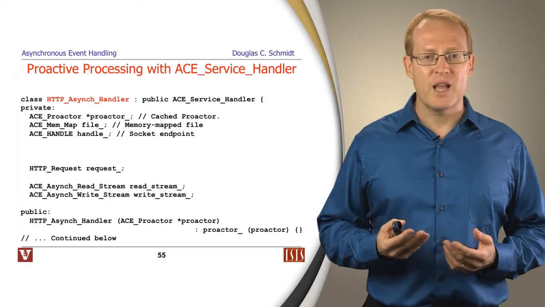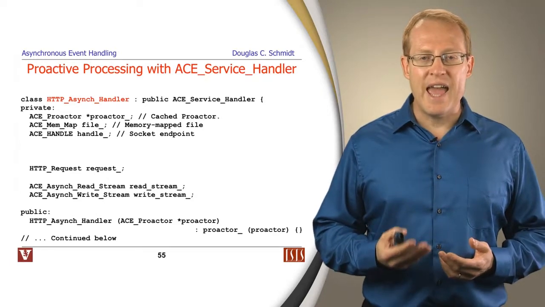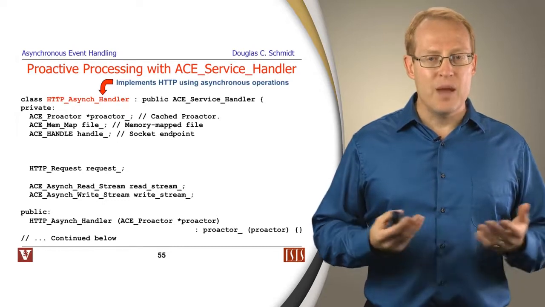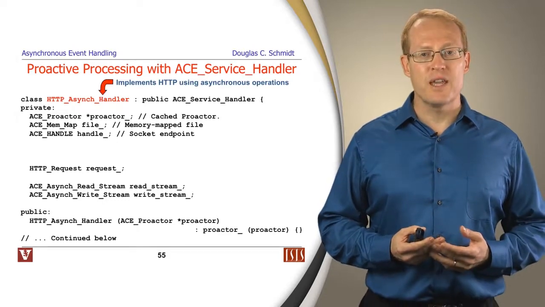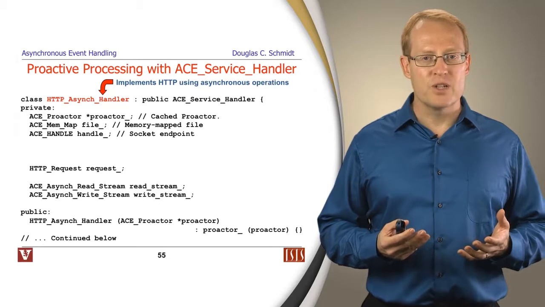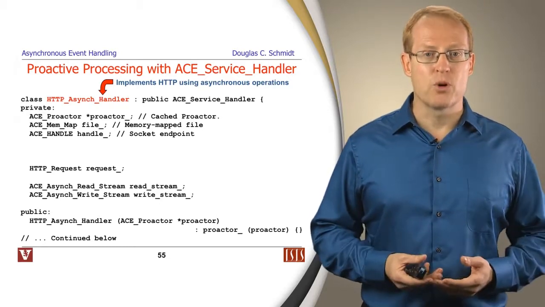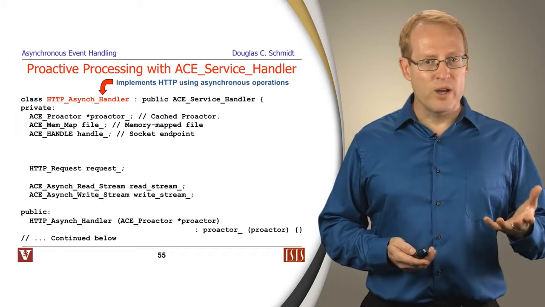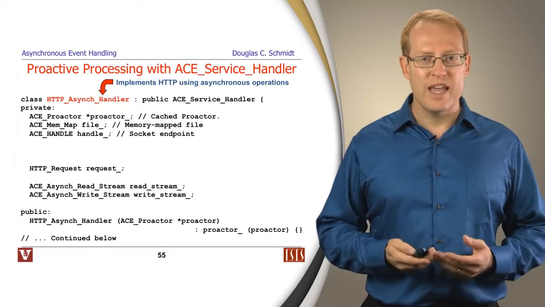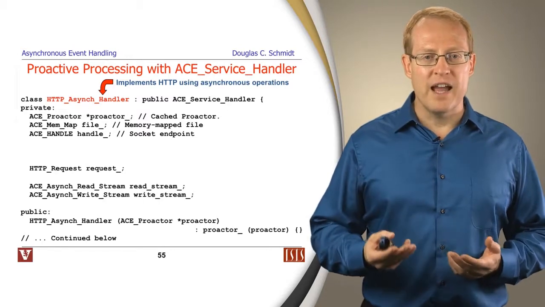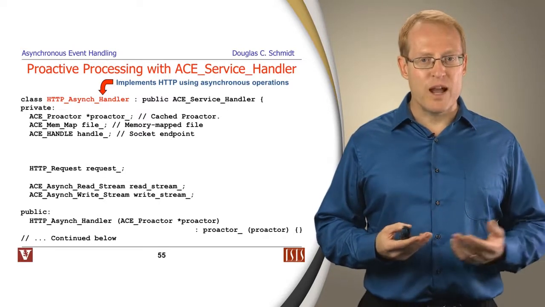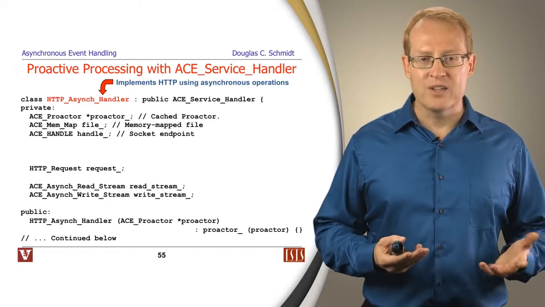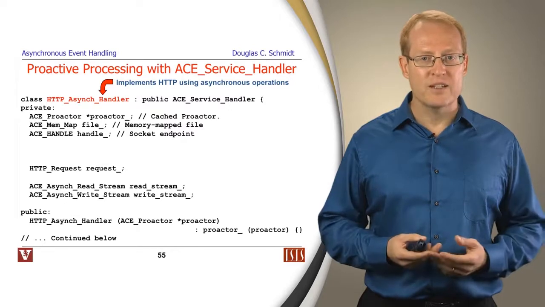We're going to implement a class called the HTTP Async Handler, which inherits from ACE Service Handler. What this allows it to do is implement various asynchronous operations to implement the HTTP protocol processing. We define a number of data members. We define a pointer to the ACE Proactor. We cache it away to keep track of that relationship. We define a memory mapped file abstraction we can use to efficiently keep track of files that we map into memory. We keep track of the handle, that's the socket endpoint that we're going to be connected to, and so on.